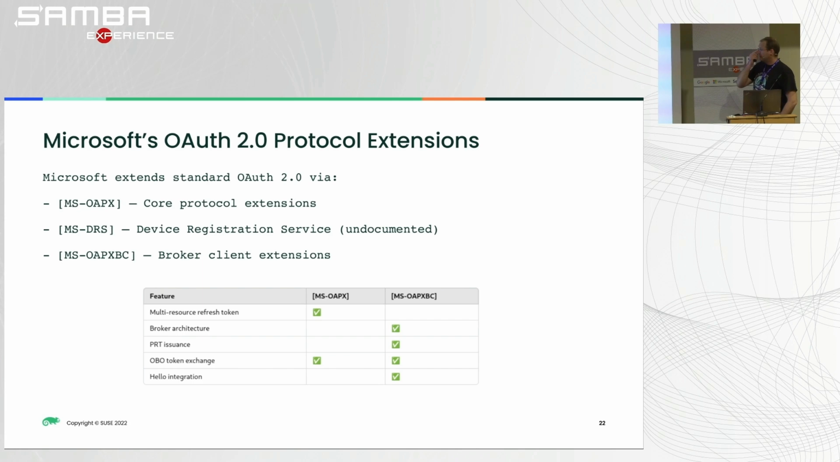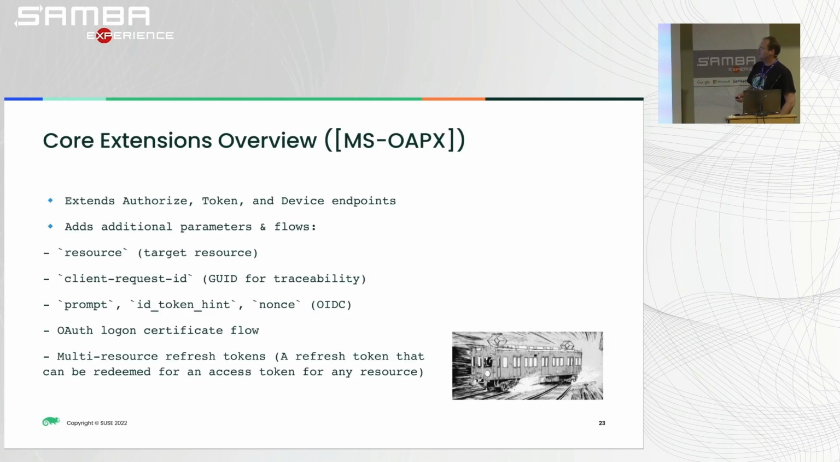Okay, so the basics of the OAuth 2 protocol extensions. It has some of the core functions. This is mostly OIDC, nothing really special here. They add a couple of extra things like the target resource. Then we have this multi-resource refresh token, which is a refresh token that can be redeemed for an access token for any resource, which is kind of interesting. This is an image from William Brown. When I explained to him what this was, he kind of panicked.